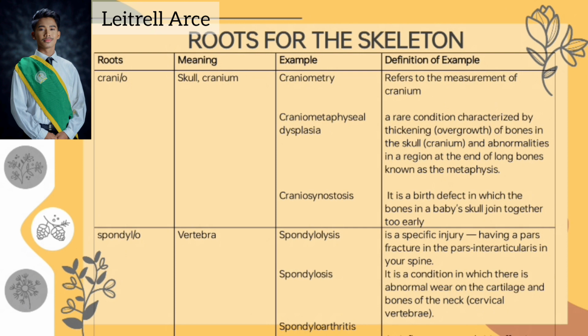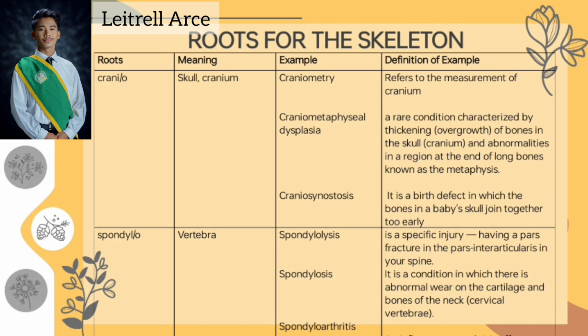So let's talk about the two types of craniometaphyseal dysplasia. The first one is autosomal dominant pattern. The individuals who have this type typically have one parent who also has the condition. And for the second one, autosomal recessive pattern. Here, the parents of an individual with an autosomal recessive pattern each carry one copy of the mutated gene, but they typically do not show signs and symptoms of the disorder.